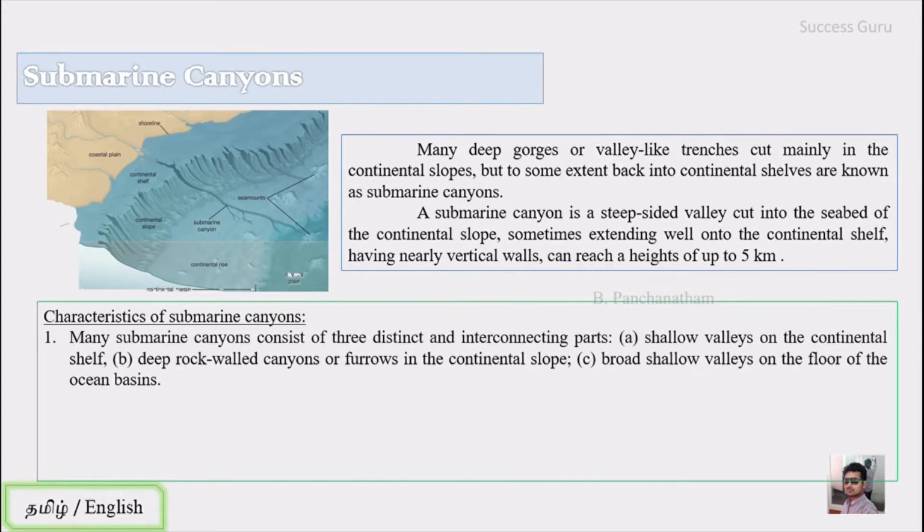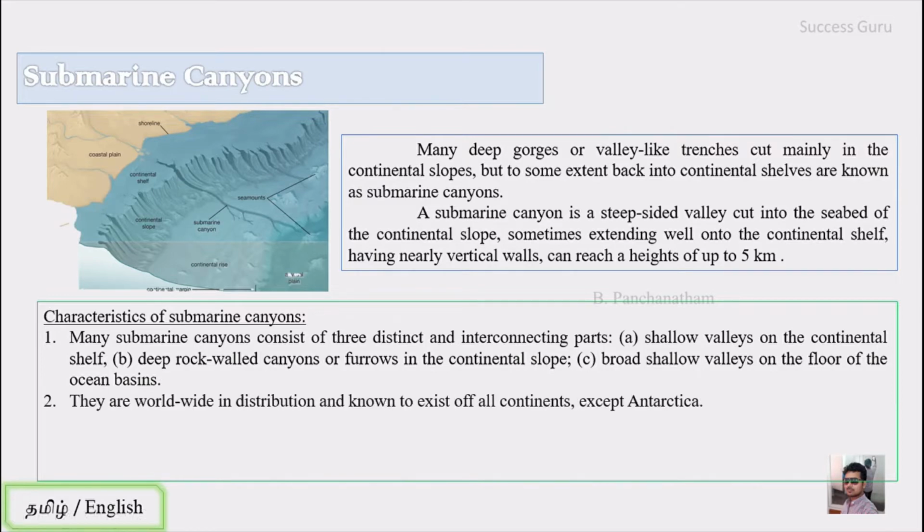The first one is that many submarine canyons consist of three distinct and interconnected parts. The first is the shallow valley on the continental shelf. The second is the deep rock-walled canyons or furrows in the continental slope. The third is the broad shallow valley on the floor of the oceanic basin. So you can see here the shallow valley in the shelf, then the deep rock-walled canyon in the continental slope, then sometimes this canyon also extends into the abyssal plain. So this is how it can be subdivided into three different parts.